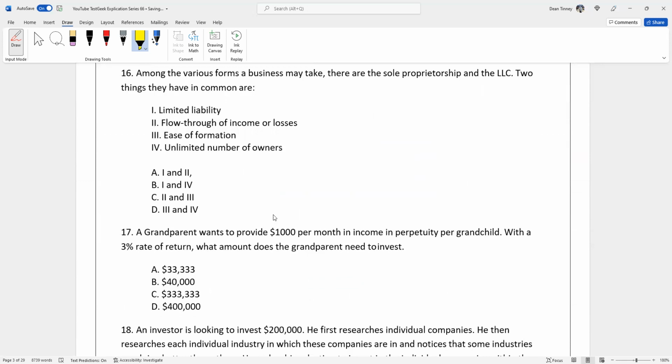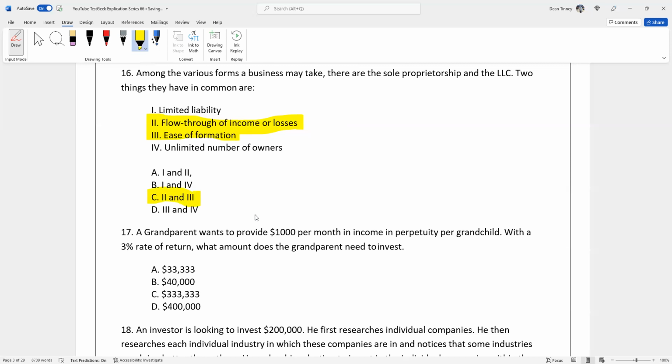Among the various forms a business may take, there are sole proprietorships and LLCs. The things they have in common: is it limited liability? No. Sole proprietorships have unlimited liability. That's why it's kind of foolish to be running a business as a sole proprietorship. Flow through of income and losses, yes. Ease of formation, yeah, they're both easy to form. Unlimited numbers of owners? Oh yeah, no, because sole proprietors, remember, only have one owner. The business and the owner are one and the same.